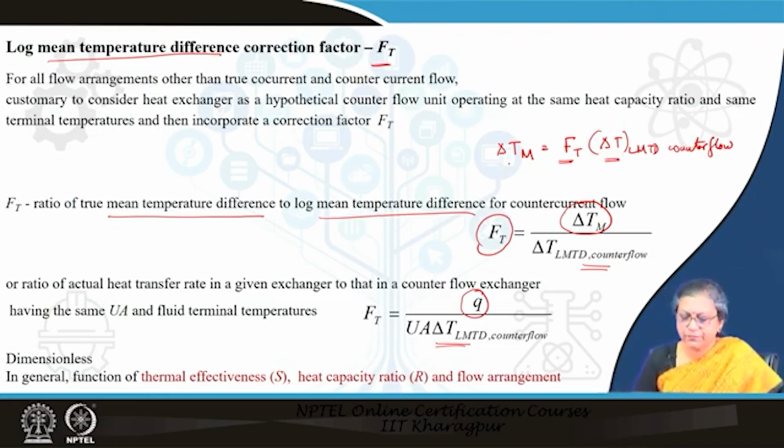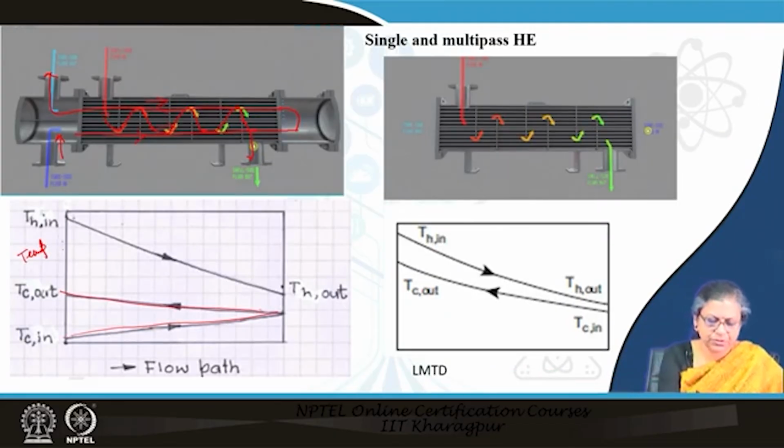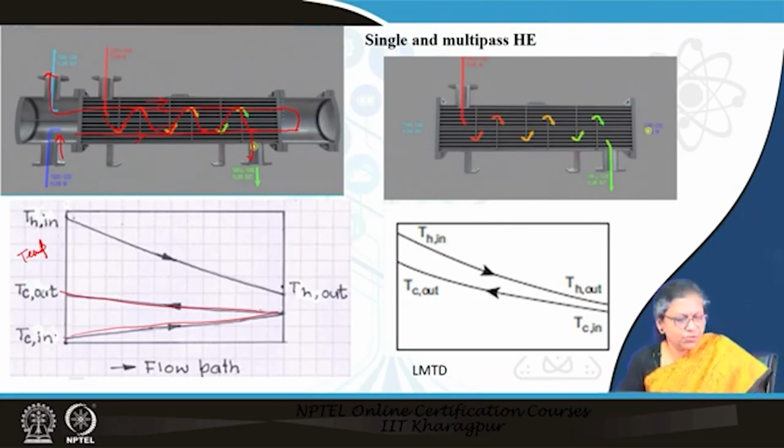Normally what people have found is that FT is a function of two things. One is the thermal effectiveness. What is the thermal effectiveness? Thermal effectiveness is the difference in temperature across any particular fluid divided by the inlet approach temperature, that is, the inlet temperature difference.